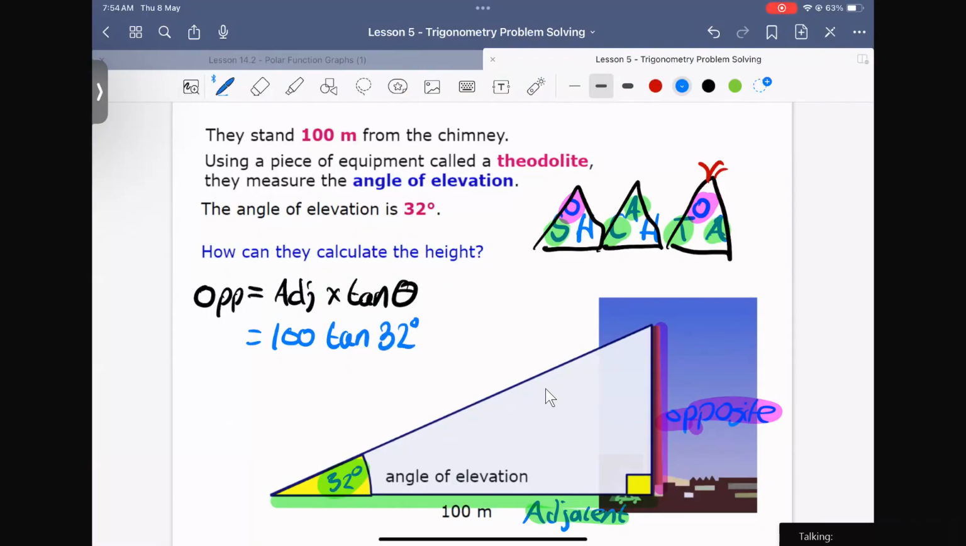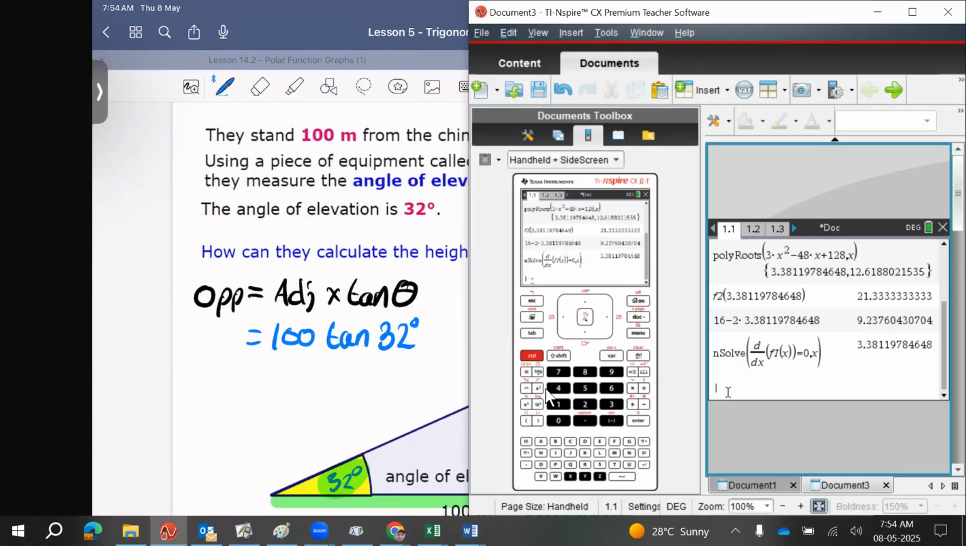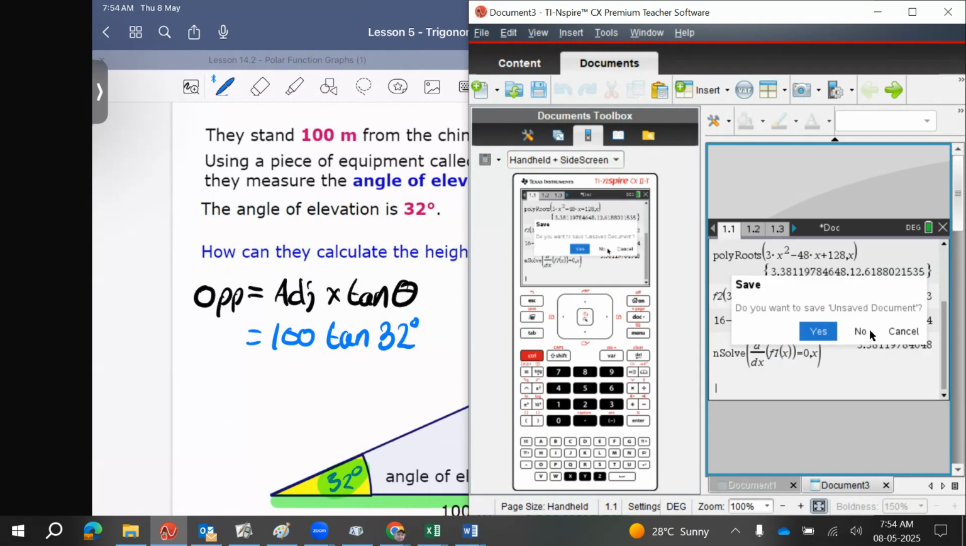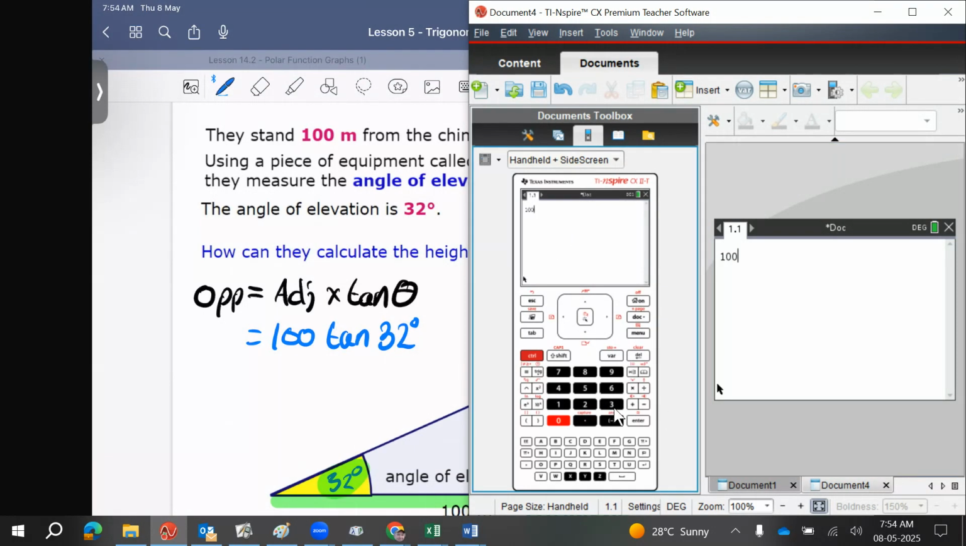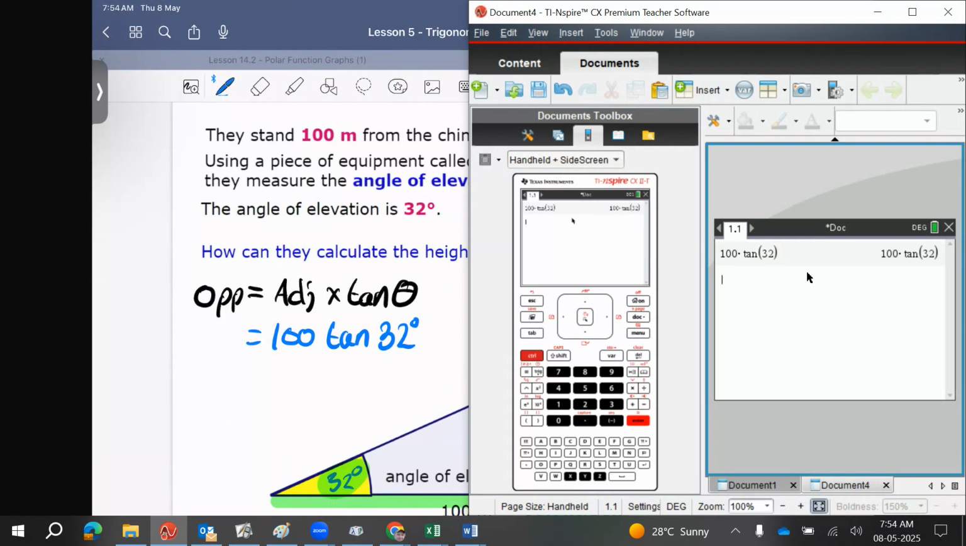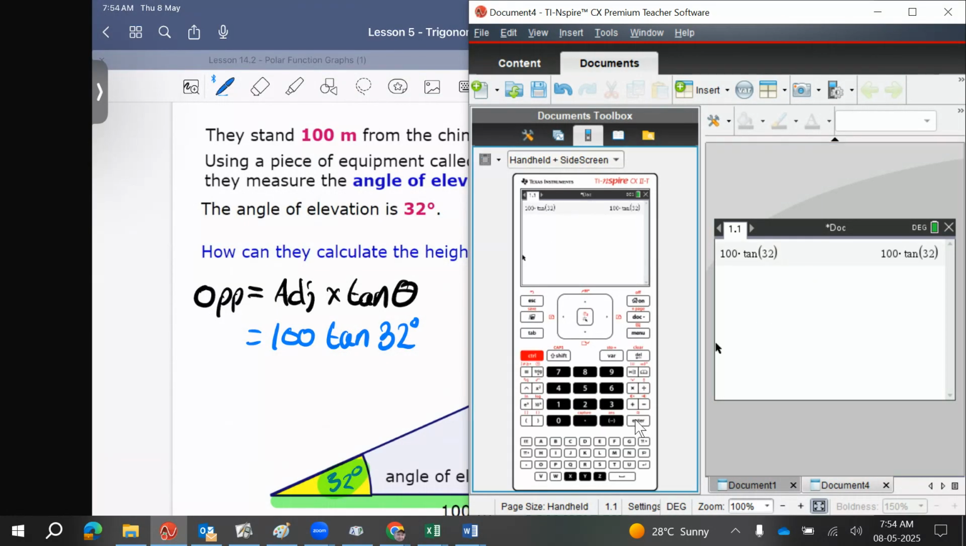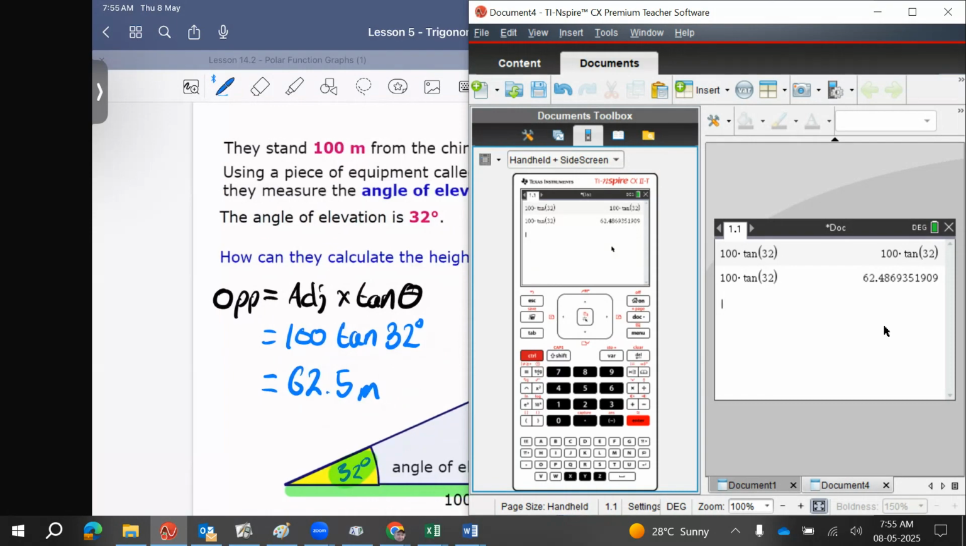Put that into the calculator. Just pull up my calculator. Here we go. When you're using your calculator, often for a new lesson, press on, press 1 for a new document, say no to save, add a calculator, and then add anything else you need. For this one, we just need 100 times tangent of 32. If you get an answer like this, press Control Enter, and then you'll get a decimal. So here our answer is going to be 62.5 meters. So this is an angle of elevation. It's called an angle of elevation because we're standing on the ground looking up, elevating.